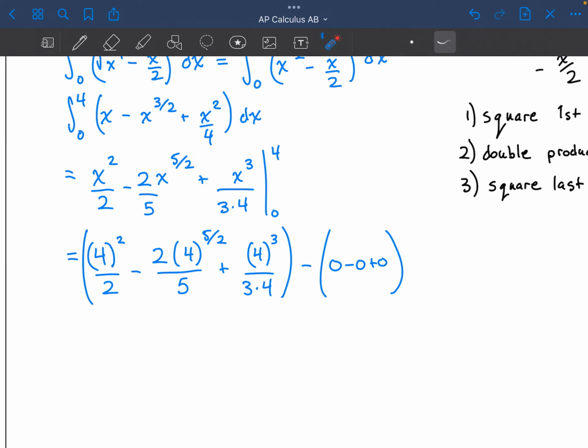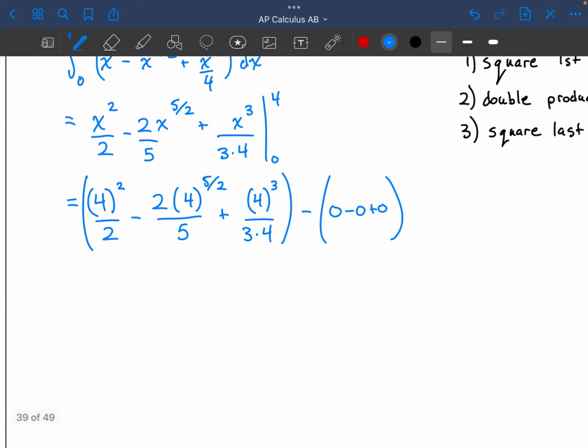A really common thing is when we have some sort of exponential functions, which we don't have in this problem. But if you did, you always have to remember to plug in that 0 because you will get a number out.